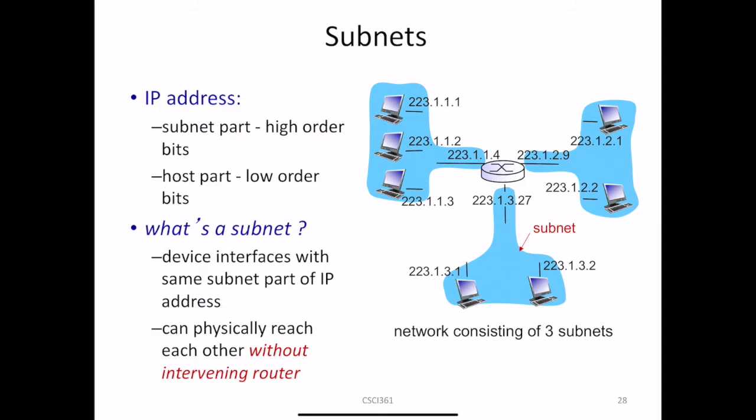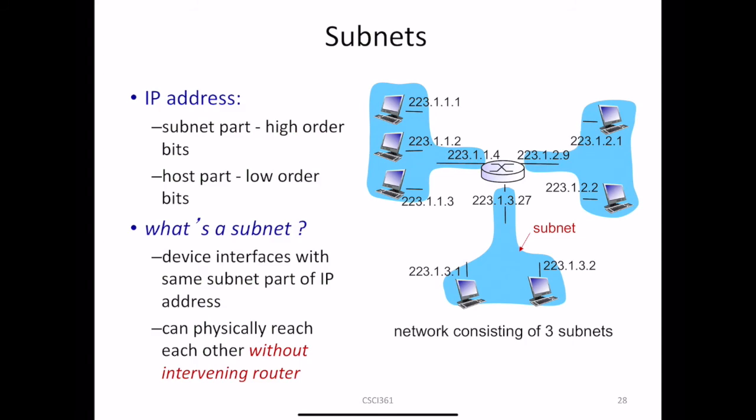Then let's see the subnets. So each IP address actually contains two parts. One we call the subnet part, which is the high order bits. The other part is the host part, which is the low order bits. So what's a subnet? Device interfaces with the same subnet part of the IP address can physically reach each other without intervening routers.